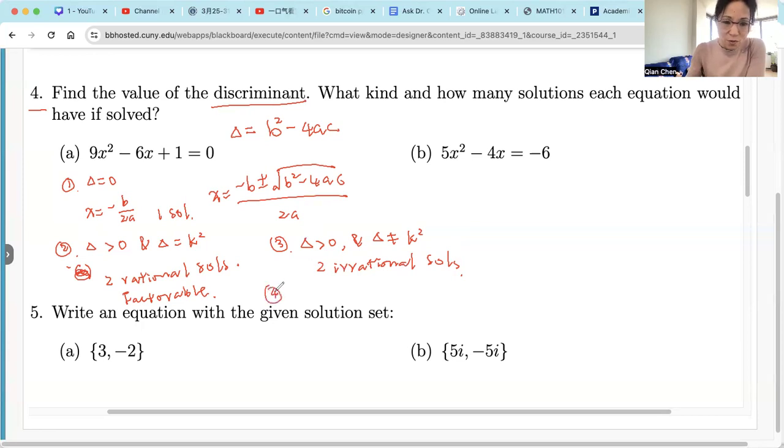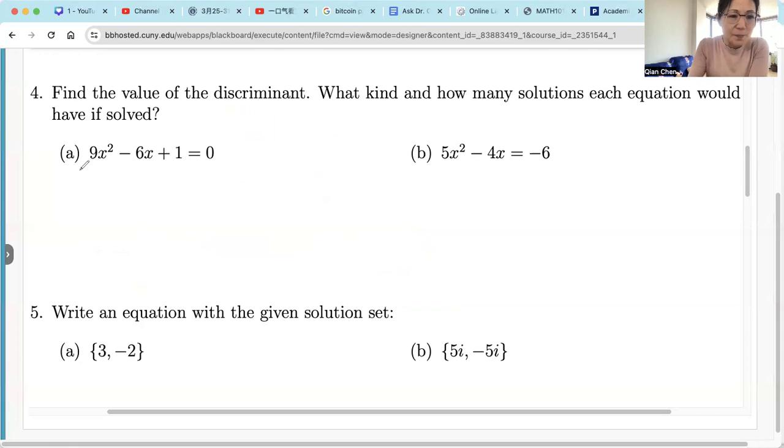So number 4 is the discriminant being negative. Then we have 2 complex solutions, right? Like the previous ones we did. So we have these 4 situations. Now let's check A and B to see which situations they are. Let's say A.